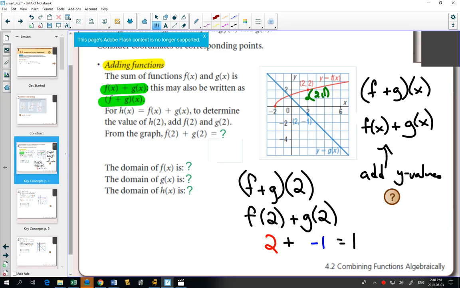What we can do when we're adding our functions is just try to add as many nice points as possible. Right? Can you see that here the y value is 0? Here the y value is 3. What's 0 plus 3? On the green function we'd have -2, 3.